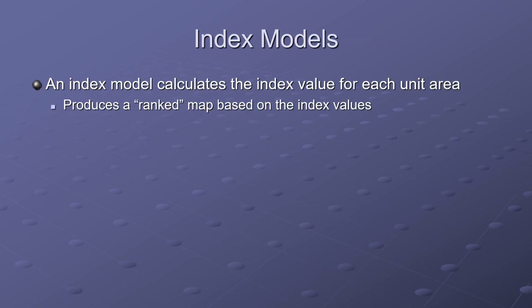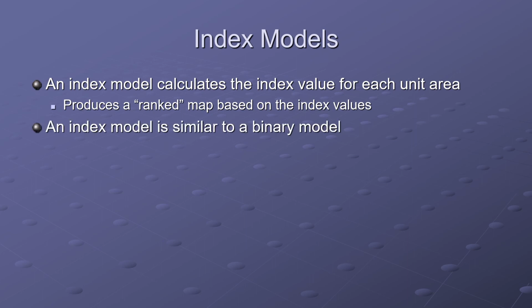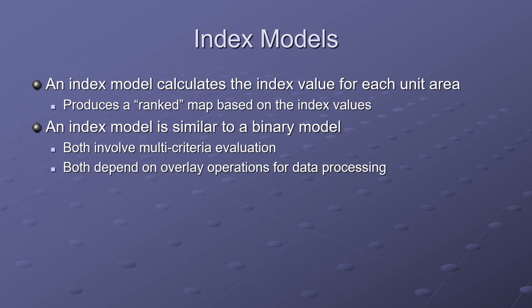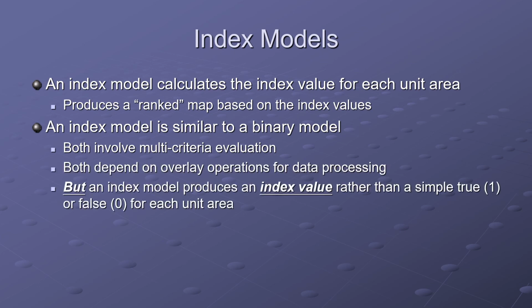Index models are next. An index model calculates an index value for each unit area. Basically it gives you a ranked map with these index values. The better the value, the better the location. Similar to a binary model in a lot of ways. Multiple criteria. Depends on overlay functions. But instead of just giving you a 1 or a 0, a yes or a no, it gives you some variation, some degree of maybe.